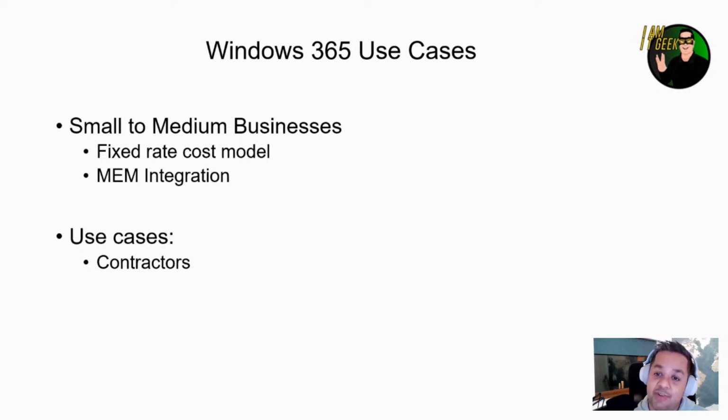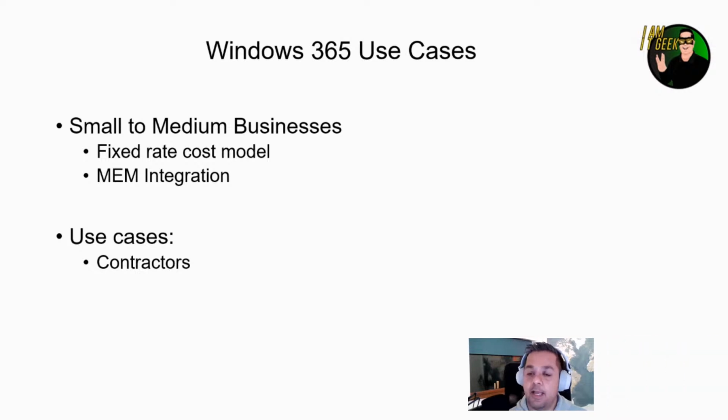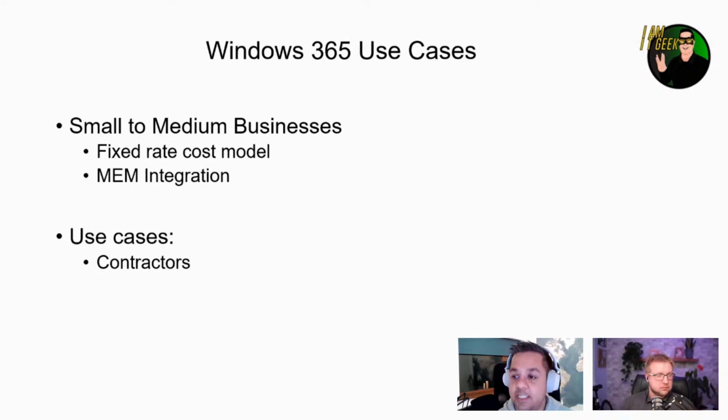And again, because you have that fixed rate cost model, you can predict how much it's going to cost you to facilitate that contractor. So, okay, he's a 6-month contractor. We'll give him a Windows 365 VM in the cloud for this amount. It'll be this much over 6 months. We know that's how much this contract is going to cost us. So again, it's a lot more appealing.